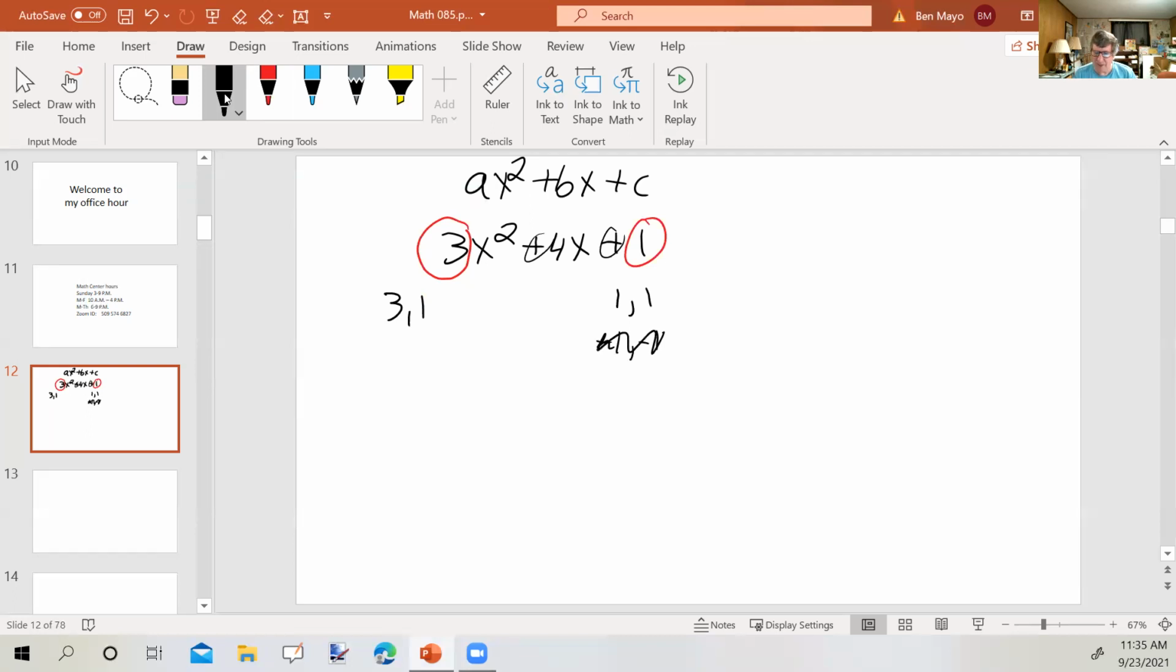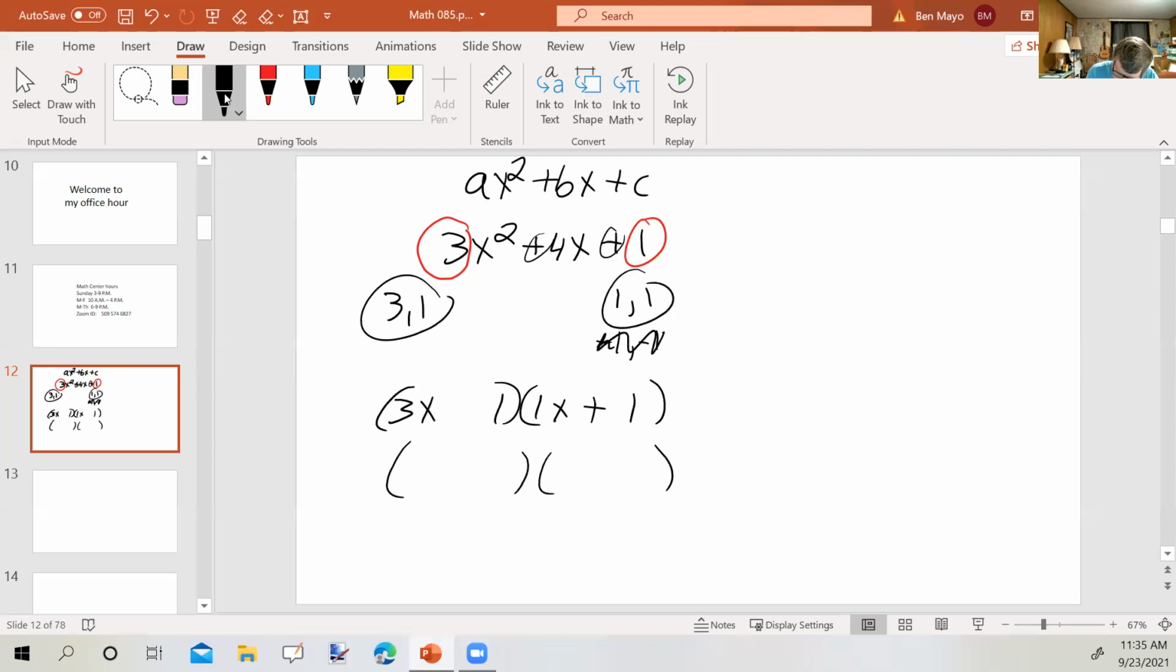Okay, this example is pretty simple. It's going to get more complicated as it goes. Now we're going to take these numbers and we're going to create sets of factors. We're going to use these two numbers at the beginning, along with the x, and these two numbers at the end. Now we're going to take one of these times one of those, and one of those times one of those, and try and come up with a 4x in the middle.